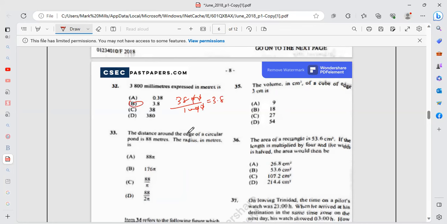Now, the distance around the circular pond is 88 meters. Calculate the radius. Circumference is equal to 2 pi r. The circumference should have been 88 is equal to 2 pi r. And we want to find what is the radius. So you divide both sides by 2 pi. So that means the radius will be equal to 88 divided by 2 pi. It's 2 pi now, so we have to write it good.